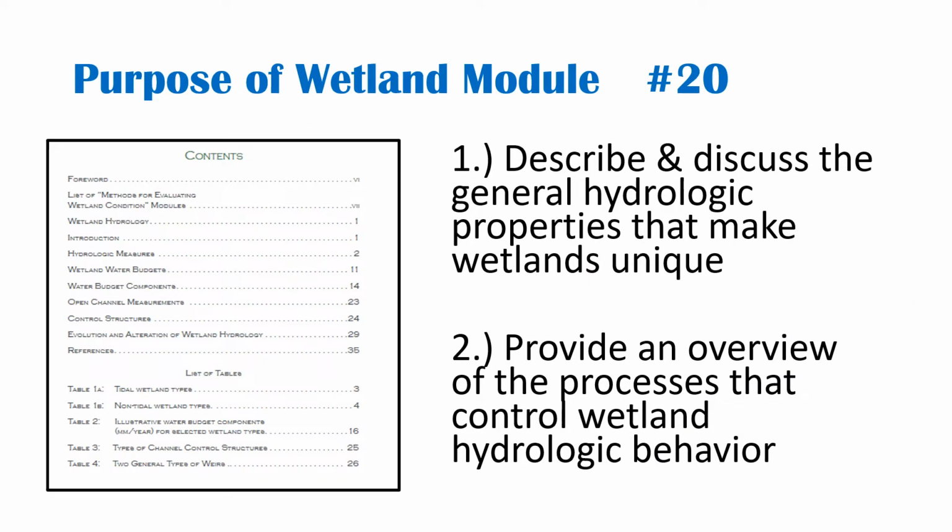So the module stated two general purposes of the document, and the first one was to describe and discuss the general hydrologic properties that make wetlands unique. And the second one was to provide an overview of the processes that control wetland hydrologic behavior.